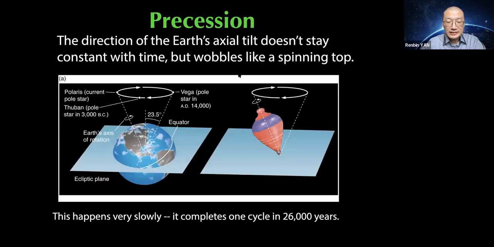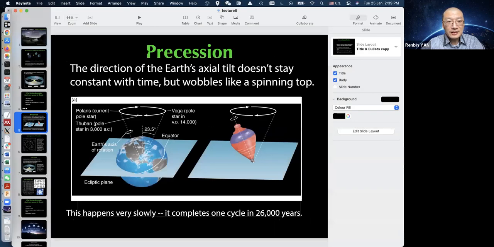This factor is called precession. What is precession? Precession describes a motion that a spinning top would have. Whenever you use a spinning top and try to rotate it, you would notice that its axis is actually wobbling around as it spins. So I'm going to show you a demo on my desk. Hope that will work.